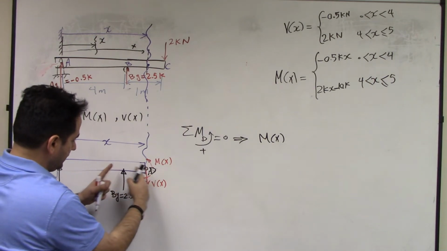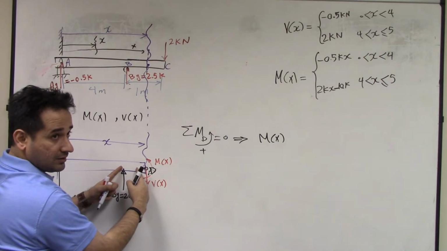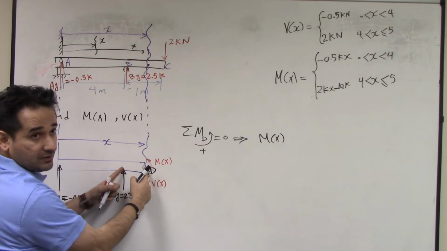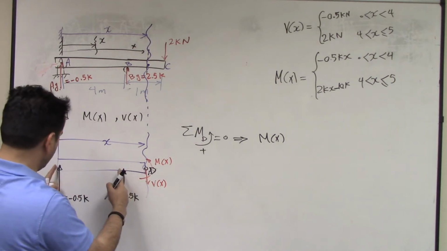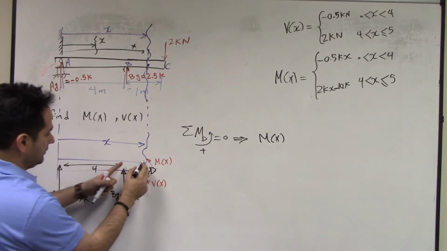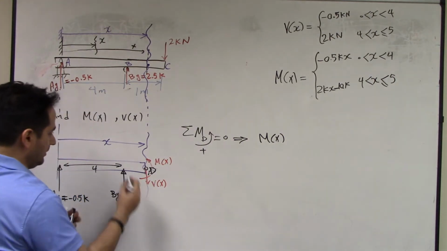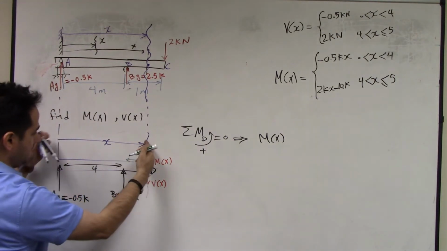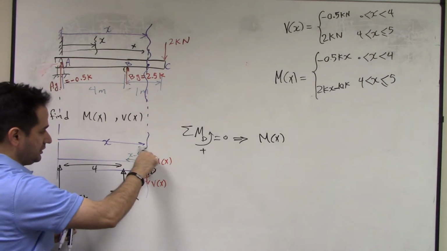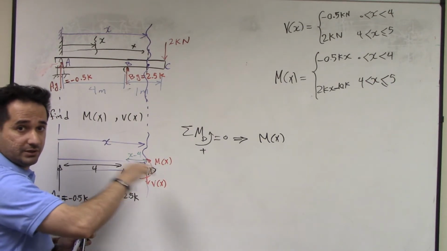This guy is going to generate a moment, which is force times this distance, right? We know that the force is 2.5 k, but what is this distance? From here it is 4, so this distance, we may think, is simply x minus 4. But look, if this section is before this roller, there is no roller at all. So it should be identically 0.